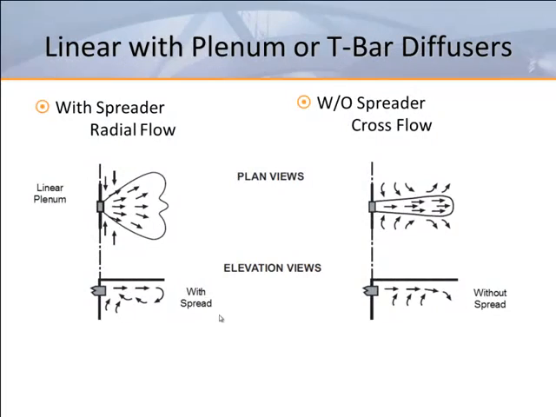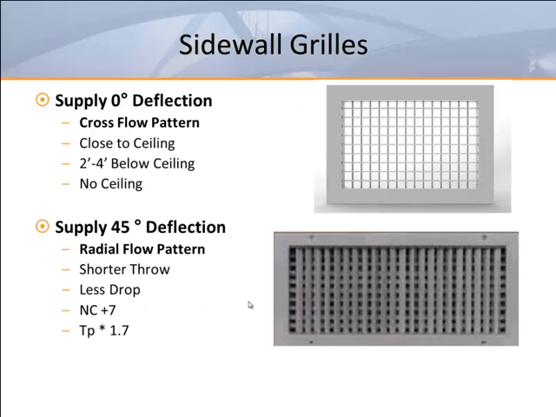The most common discharge air pattern from a linear slot or plenum slot diffuser is the crossflow. However, it is possible to produce a radial flow pattern by equipping the plenum boot with an optional pattern spreader. Supply grilles are less common today, but are very versatile.